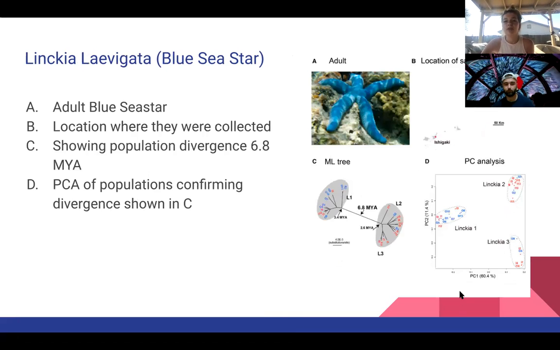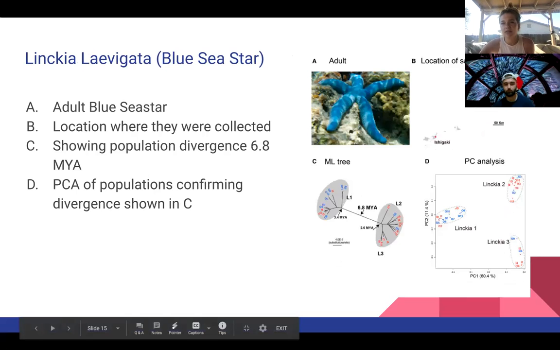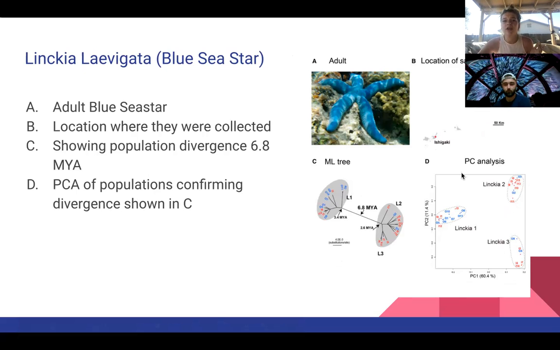And then the blue sea star, there's a picture of the blue sea star, their location in the Japanese islands, as well as their tree, noting that it was 6.8 million years ago when these 2 populations were diverging. And then D supports C, showing the population divergence in those different species in their genes.